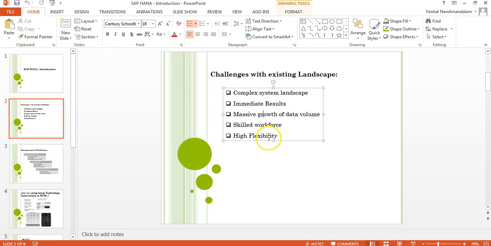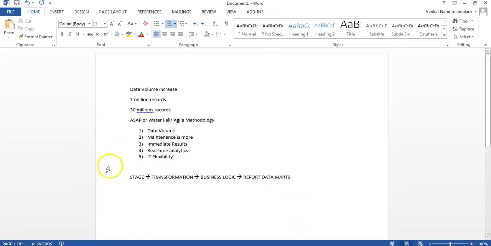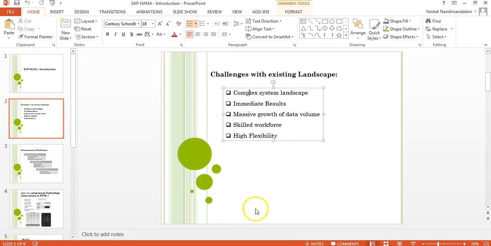And then the flexibility: they want high flexibility in their system, and they don't want complex system landscapes. Whatever we talked about here are obviously complex system landscapes. They have so many layers, and you cannot change your resources frequently. You have to depend on your core resources, because they know the system very well, and if you lose them, you are going to face a lot of challenges with your existing system. That is where the complex landscape comes into the picture.